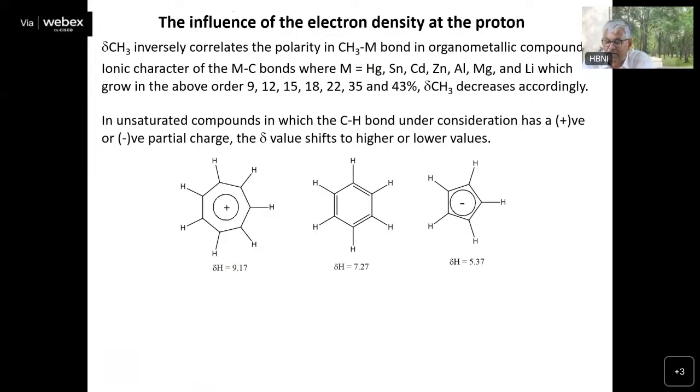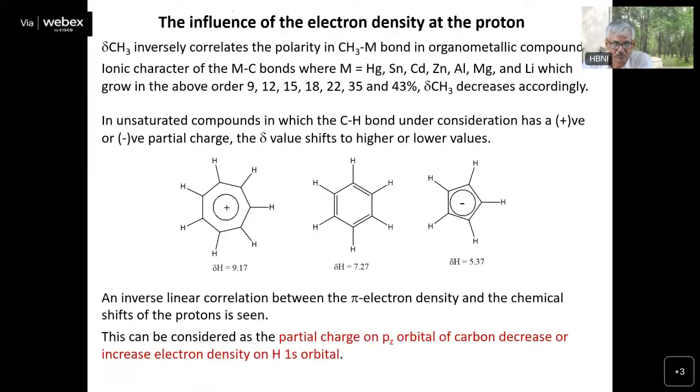In this case, it is a 5-member cyclopentadienyl anion. This is also aromatic. Now you see the electron density on the carbons is increased, so that also influences the electron density around the hydrogen, and you can see the delta value is now decreased compared to benzene. So we can see an inverse linear correlation between the pi electron density and the chemical shift of the protons in these cases. This can be considered as the partial charge on the pz orbital of the carbon decreasing or increasing the electron density on the 1s orbital of the hydrogen.